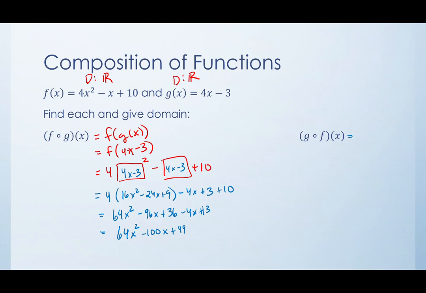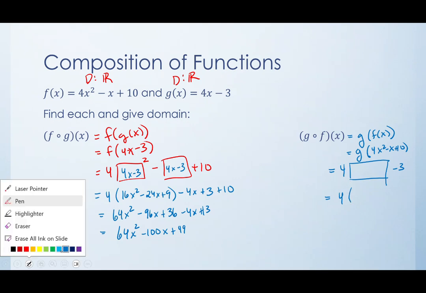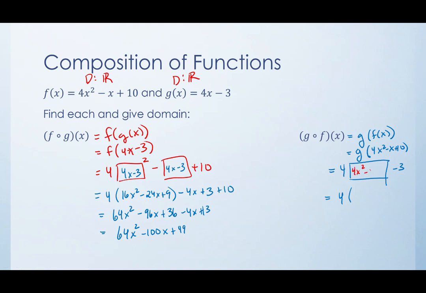What about doing the other direction? g of f of x. So this will be g of 4x squared minus x plus 10. We're going to look at our g function, 4 times whatever minus 3. I'm going to make that box a little bit bigger. So 4 times, well, let me write it in the box. That would make sense, right? 4x squared minus x plus 10. So now we've got to distribute. We will get 16x squared minus 4x plus 40 minus 3, so 16x squared minus 4x plus 37.